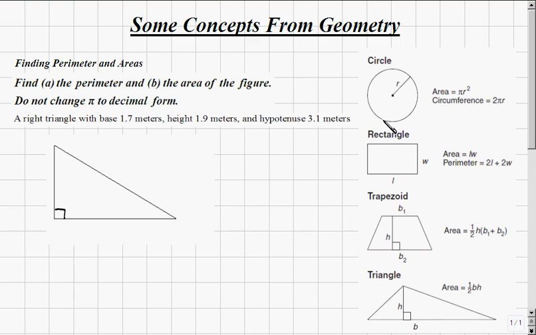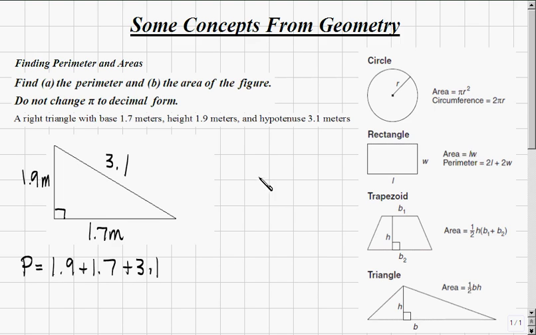Let's label the three sides. So the base is 1.7 meters, the longest side. The height, the left side, is 1.9 meters. And the hypotenuse is 3.1 meters. For us to find the perimeter, we're going to add up these three sides together to come up with the total length. So the perimeter, P, is equal to 1.9 plus 1.7 plus 3.1.